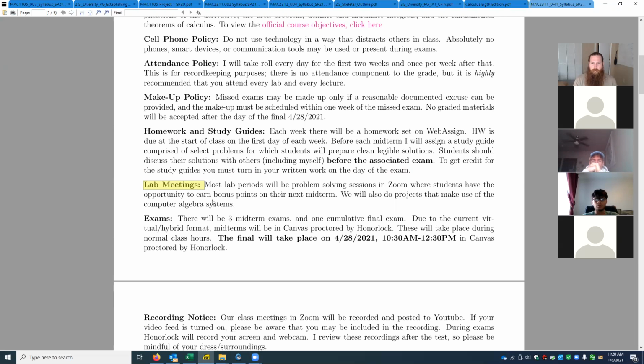So labs, for the most part, while we're online like this, will just be extra class days, but they'll be focused on solving problems. So you guys will tell me what homework problems you're struggling with or what sort of things you want to look deeper at. And on lab days, we will dive a little bit deeper into how to solve those problems. There will also be some days where I give you guys little lab assignments, and I'll show you how to work through those. Usually you'll use some sort of computer algebra system like Maple or Derive or Desmos. Desmos has been very popular lately.